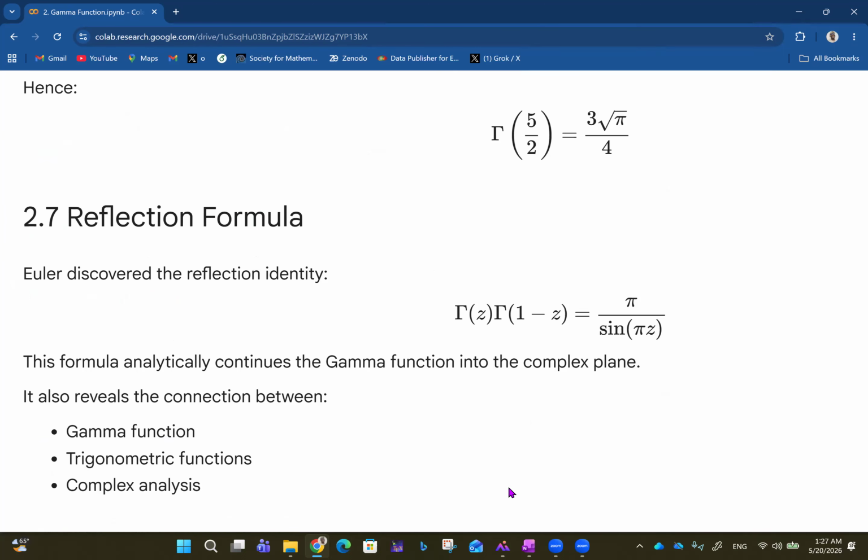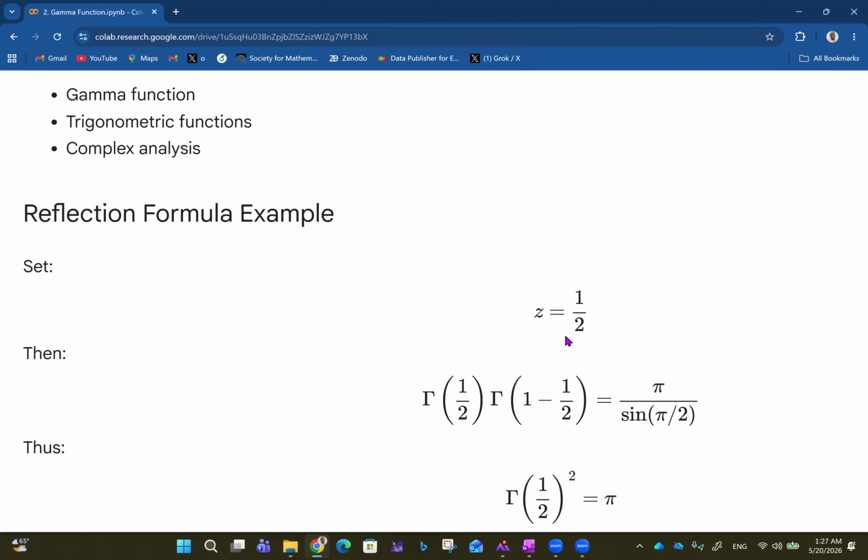Euler discovered the reflection identity that gamma z times gamma 1 minus z is equal to pi over sine pi z. This is what is called the reflection formula. So gamma z multiplied by gamma 1 minus z is the same thing as pi over sine pi z. The formula analytically continues the gamma function into the complex plane. It also reveals the connection between the gamma function, trigonometric functions, and complex analysis, in that z is a complex number here. Then that's the reflection formula.